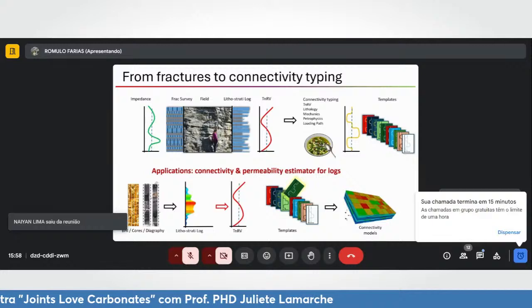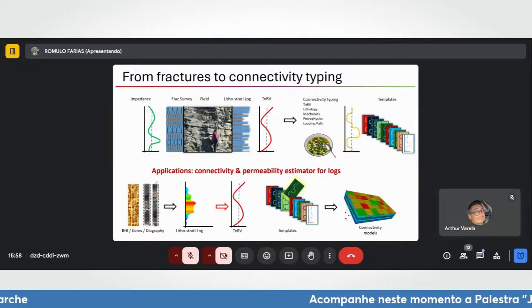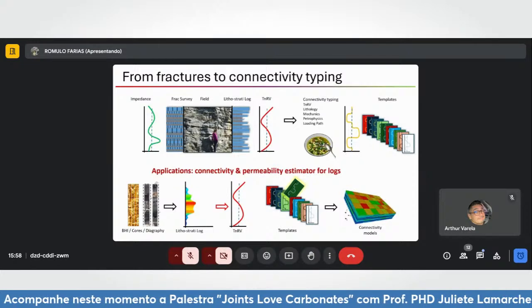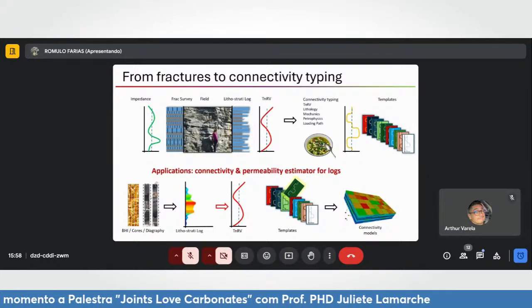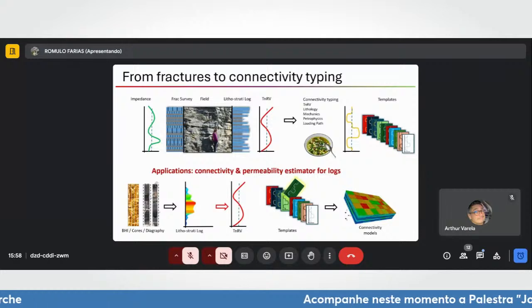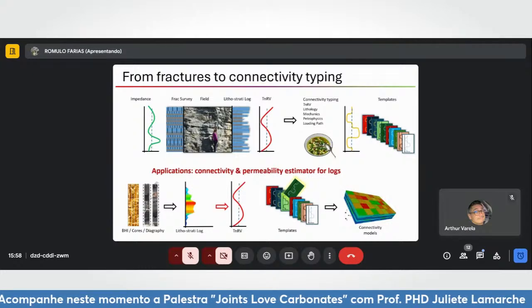And what for? The application will be to quantify the connectivity and permeability in underground reservoirs. For instance, you have a log or BHI, and with the BHI, you can calculate the stratonomy curve. And the stratonomy curve may fit with one of the templates in the catalog. And from this, you could directly estimate the connectivity pattern due to the fractures, even without measuring one single fracture in the BHI.